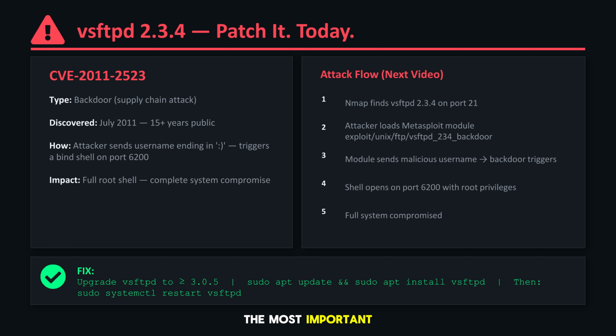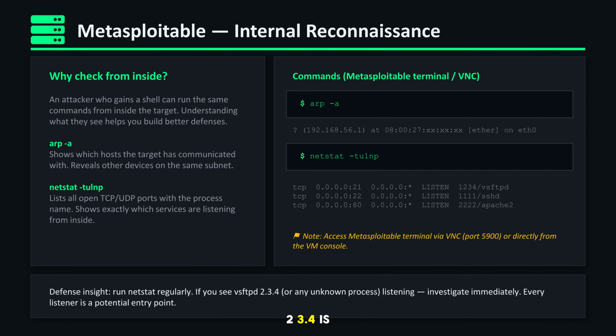The most important takeaway here is this: the best defenders run Nmap against their own infrastructure before the attackers do. Know your attack surface, patch outdated services, close what you don't need. If vsftpd 2.3.4 is running on any system you're responsible for, patch it today. That version has been publicly exploitable for 15 years.